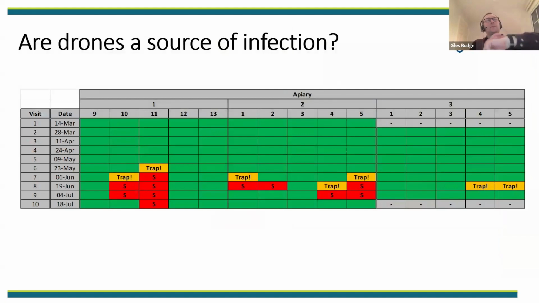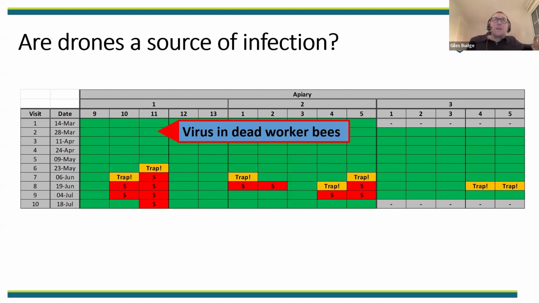I think this is the last one I wanted to mention: drones as a source of infection. This is our experiment. You'll recognize it from earlier. These are all of our different visits. I just wanted to say that we found virus in dead worker bees here, but we found virus in live drones here just 2 weeks later.